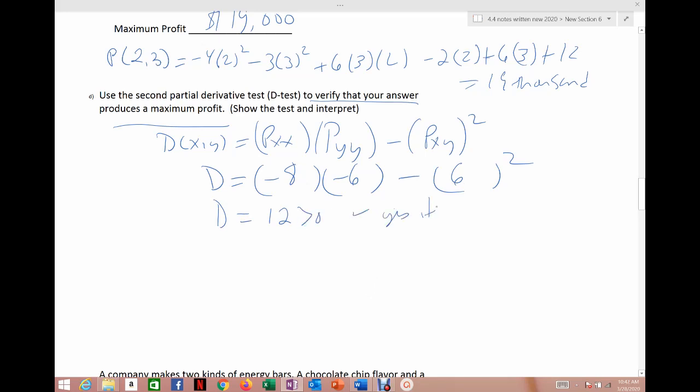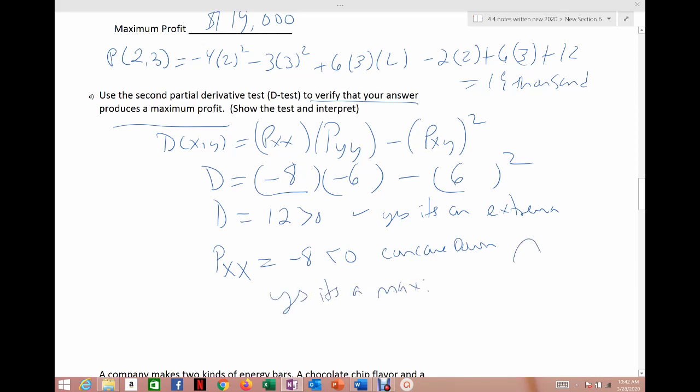Yep, it's an extrema. Then you have to check to make sure it's the right extreme. It turns the right way, so you write down one of your second derivatives, either with respect to x twice or y twice. X is just the standard way we do it. That was -8, right? That was this one. That came out negative, which meant it was concave down. If it's concave down, yes, it's a maximum. So those are the two checks. We want to see this, and that's your explanation.